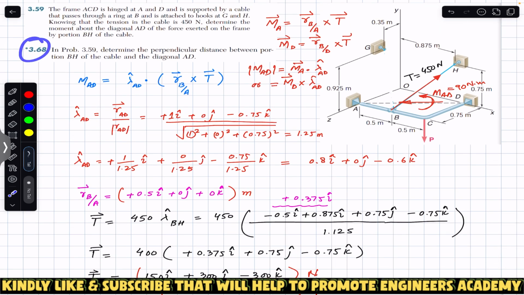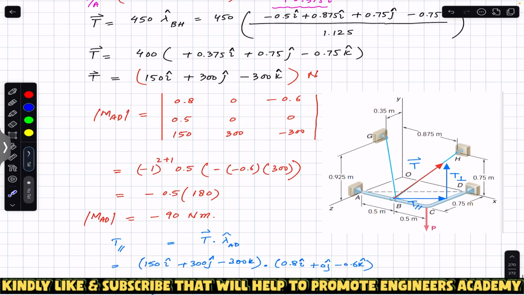Problem 3-68 says that in problem 3-59, determine the perpendicular distance between the portion BH of the cable and the diagonal AD. We are asked to find the perpendicular distance between this BH line and this AD line, which could be some line like this, which is going to make 90 degrees with that AD line.